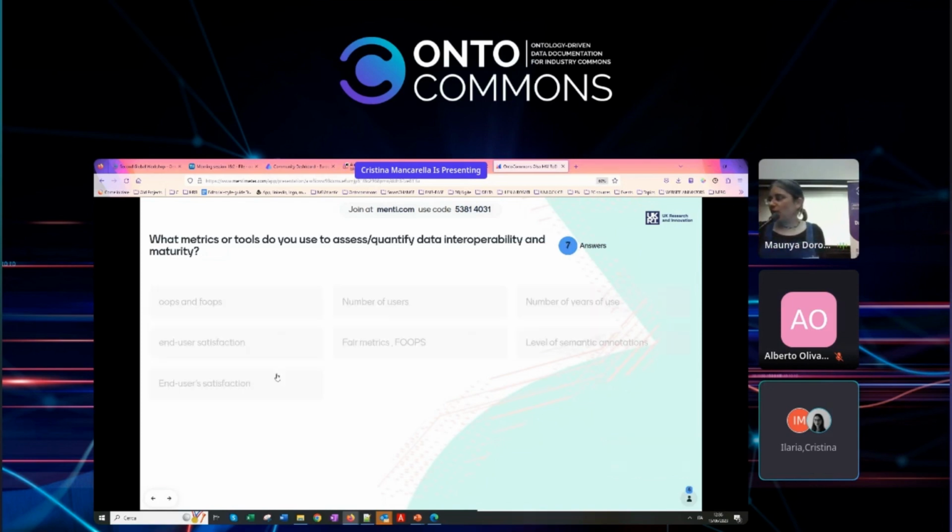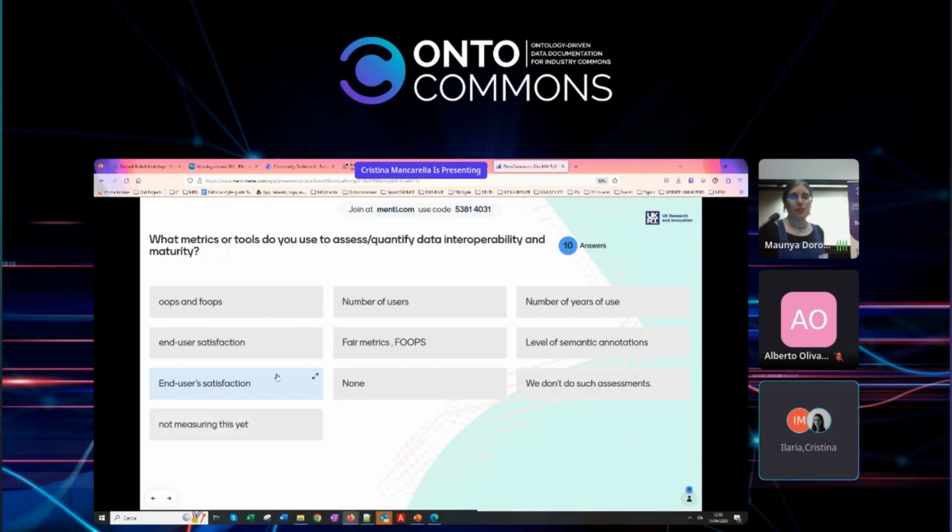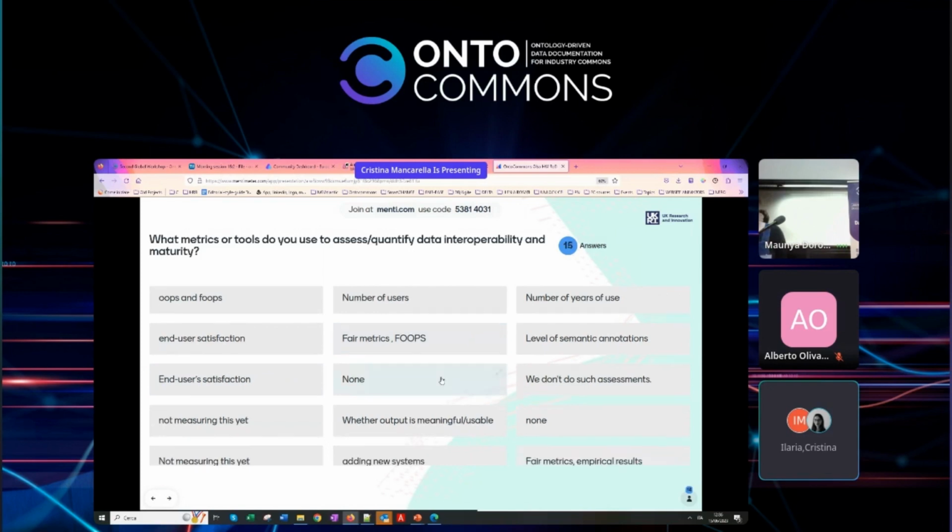We are trying. I'm sorry, we are a bit rushed, due to lack of interoperability this morning. So, OOPS and FOOPS, FAIR metrics. Number of users. The FAIR evaluation tools are the only thing I can remember for interoperability. But fairness is about one item, and it measures its capability to be interoperable. It does not measure interoperability of a solution or a system, as Barry was mentioning. That is our notion. But I like that we have end user satisfaction, which indeed is also an indicator.